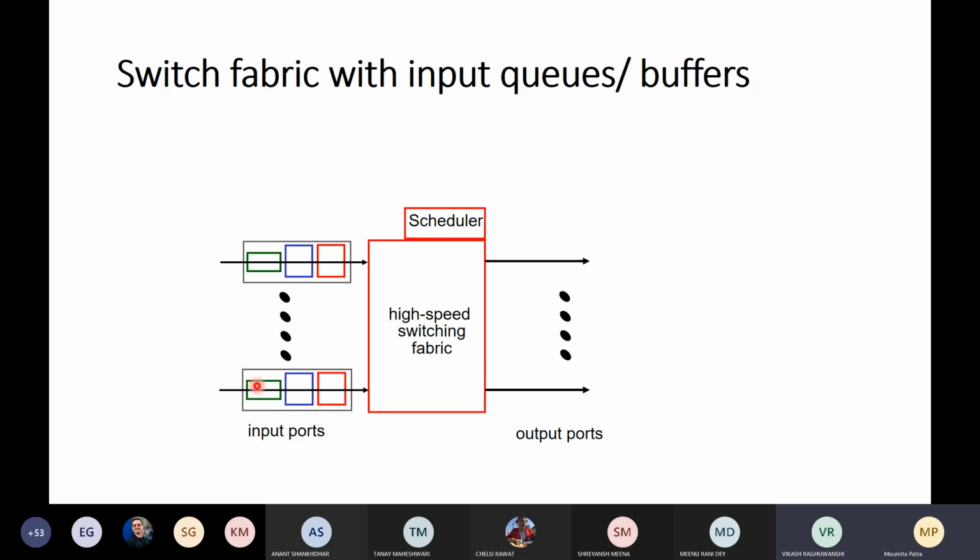So this is the input, this is the switch fabric, which has buffers at the input ports. And as you can see, there are no buffers at the output ports. So here we will do a small analysis.